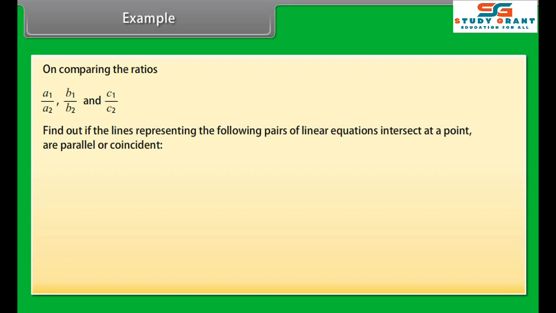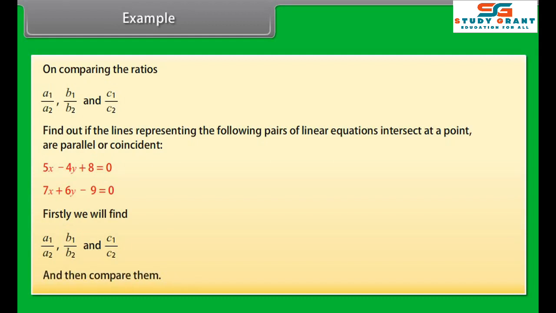Example. On comparing the ratios a1 upon a2, b1 upon b2 and c1 upon c2, find out if the lines representing the following pairs of linear equations intersect at a point, are parallel or coincident. 5x minus 4y plus 8 is equal to 0. 7x plus 6y minus 9 is equal to 0. Firstly, we will find a1 upon a2, b1 upon b2 and c1 upon c2 and then compare them.